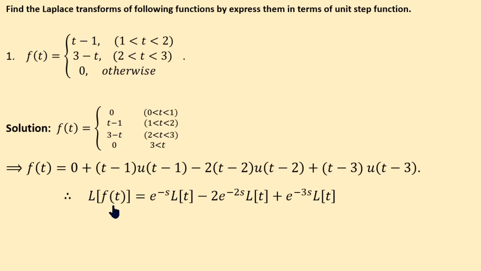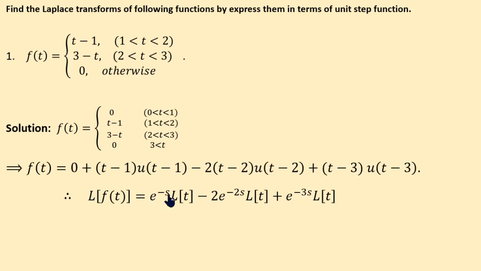Hence Laplace transform of f of t becomes e power minus s into Laplace transform of f of t plus 1, so t plus 1 minus 1 is t, Laplace transform of t, plus e power minus 2s into minus 2 into Laplace transform of f of t plus 2, t plus 2 minus 2 is t, Laplace transform of t. Last one is e power minus 3s into Laplace transform of t plus 3 minus 3, that means t, Laplace transform of t.